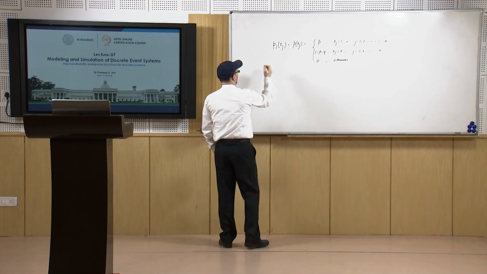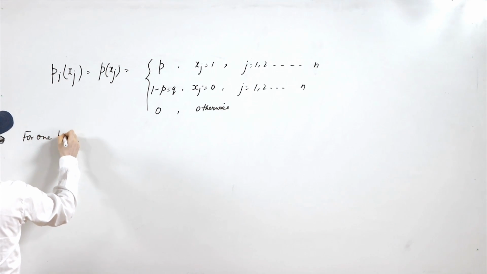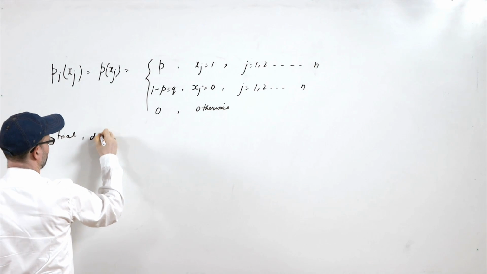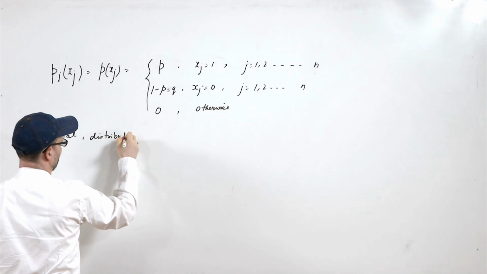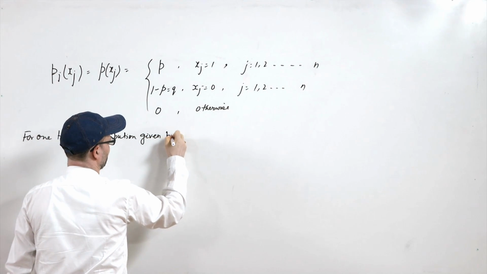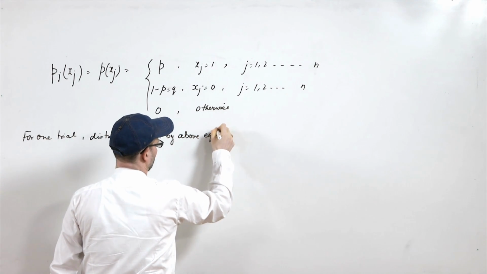Now, for one trial, the distribution given by the above equation is known as the Bernoulli distribution.